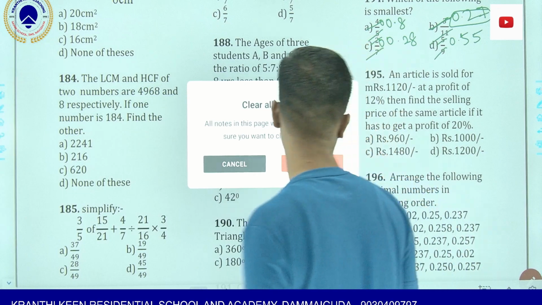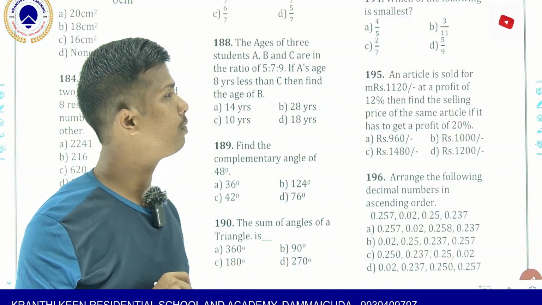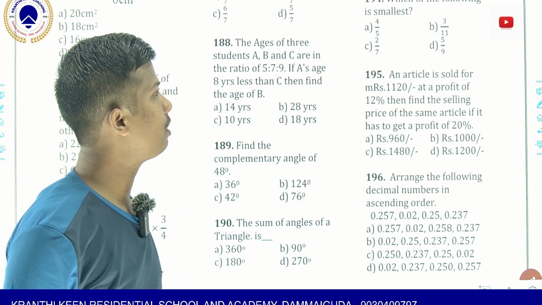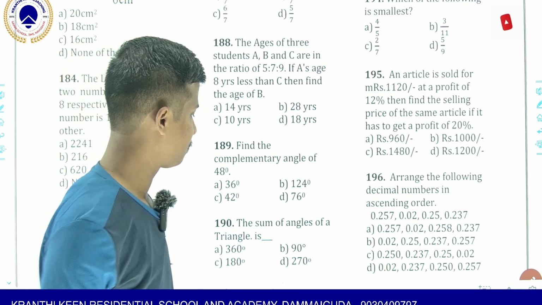And you see, for these questions, when you are asked to write the smallest fraction, what you have to do is convert the fraction into decimal form. Okay? Convert the fraction into decimal form and write the smallest one.